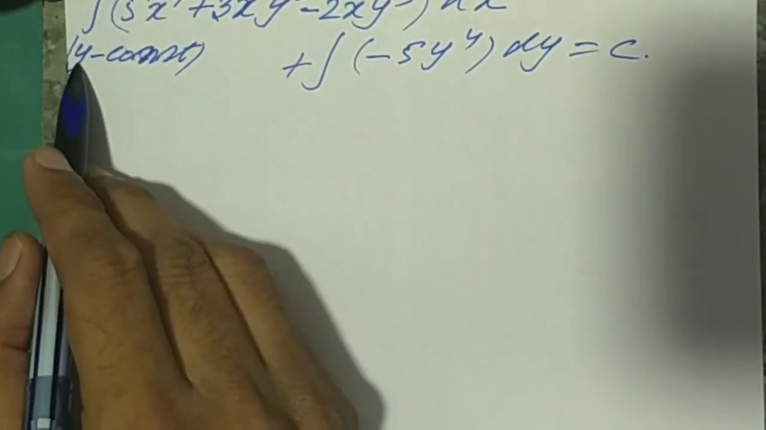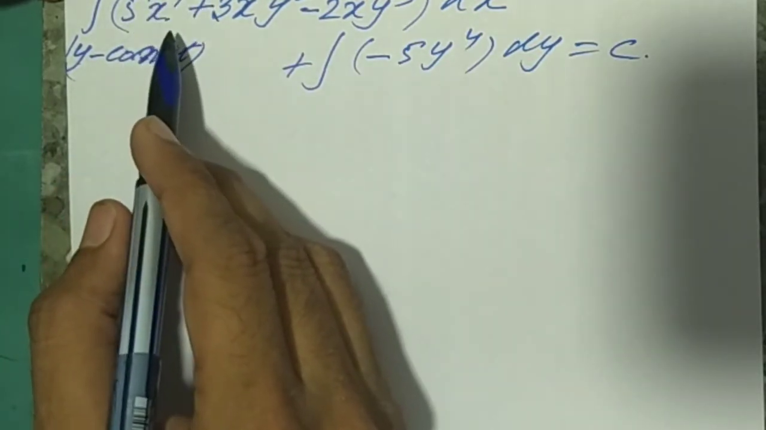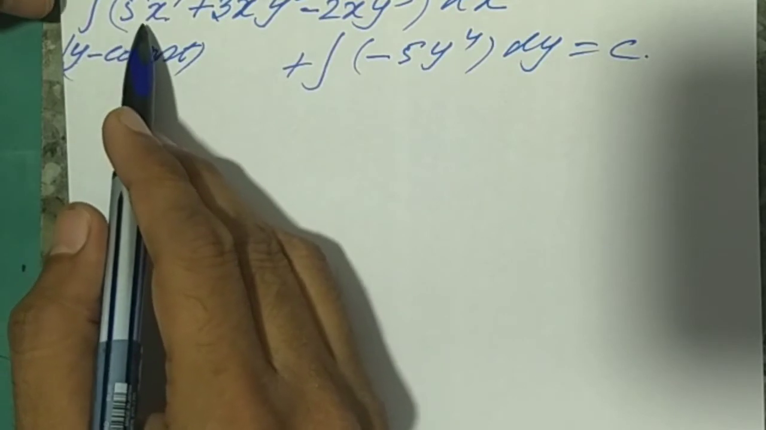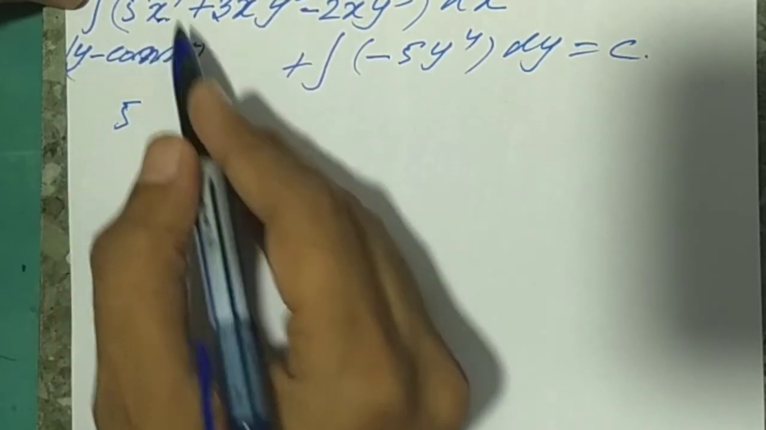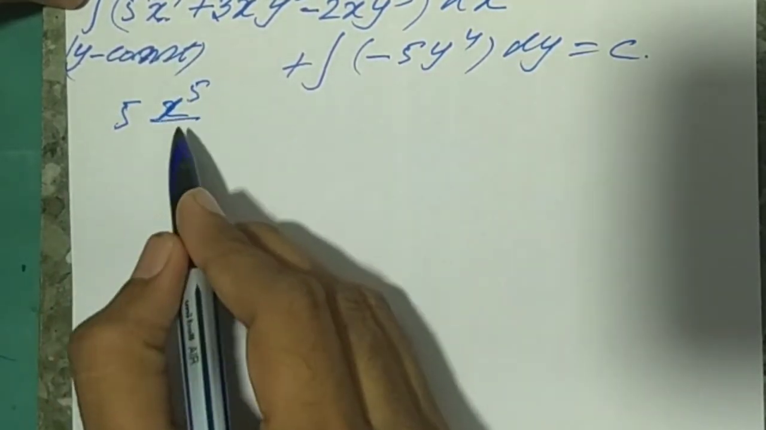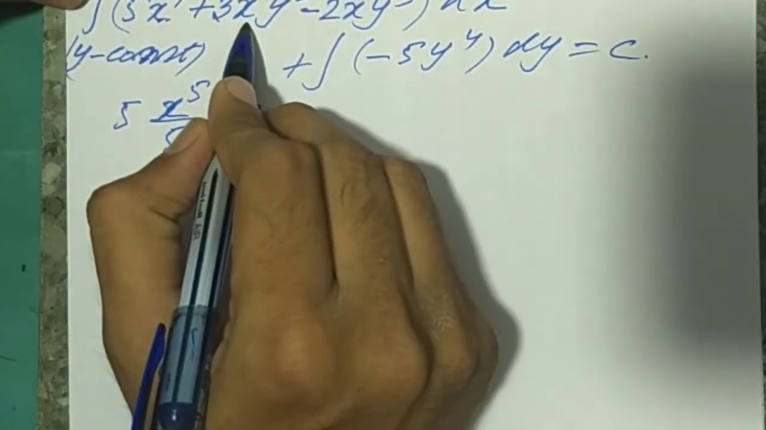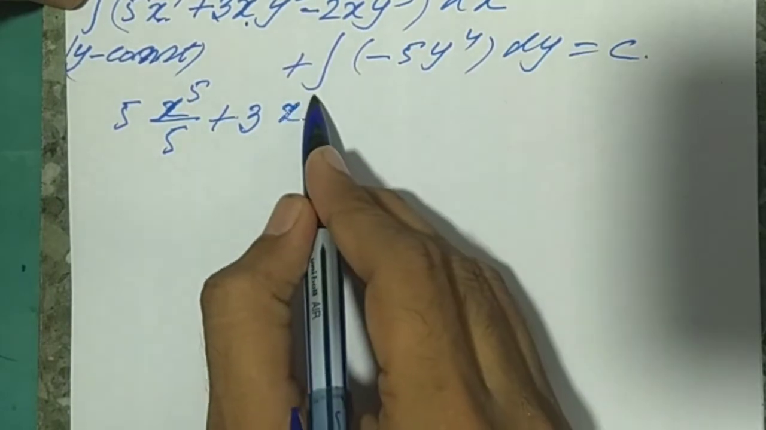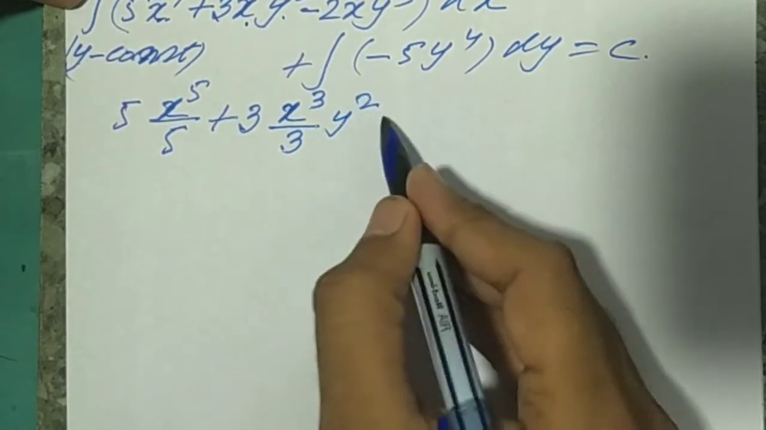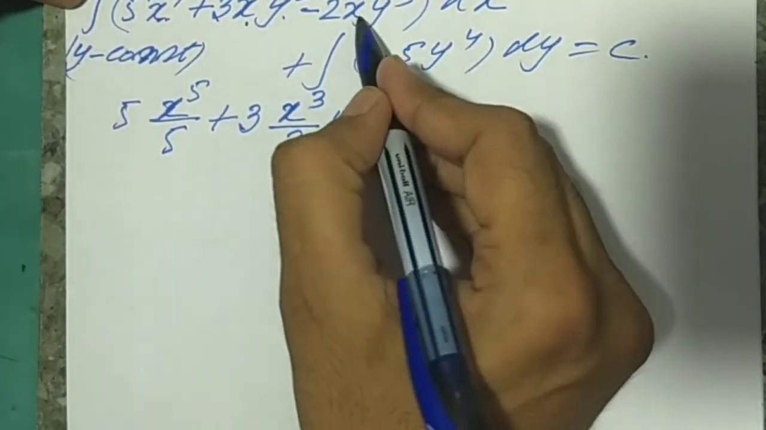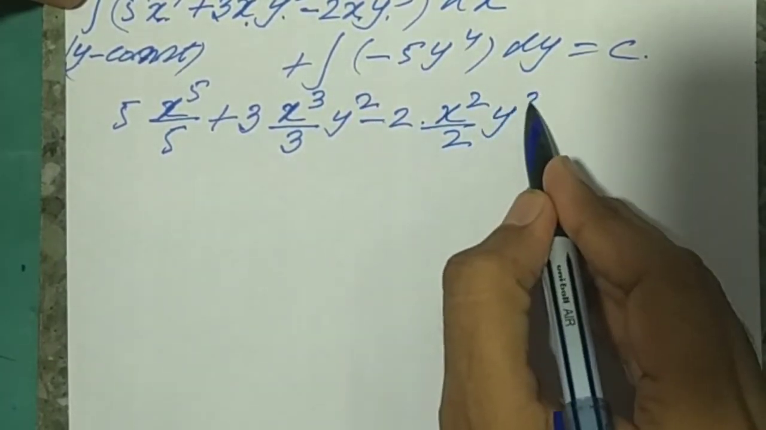Now keeping y as constant, we have to integrate only the terms of x. So in the first term, 5 as it is, integral of x to the power 4 will be x to the power 5 upon 5, plus 3, integral of x square with respect to x will be x cube upon 3, and y square is taken as constant, minus 2, integral of x is x square upon 2, and y cube is taken as constant.